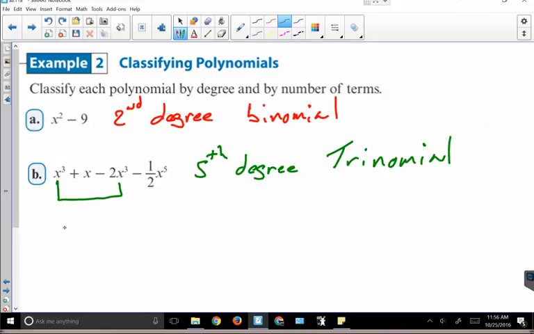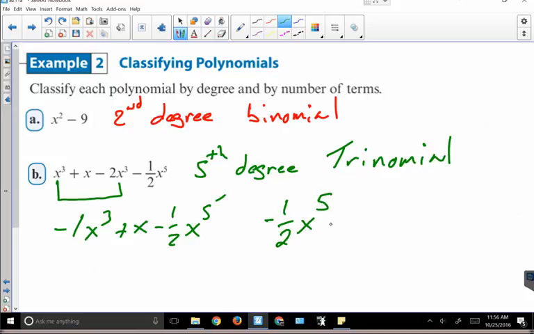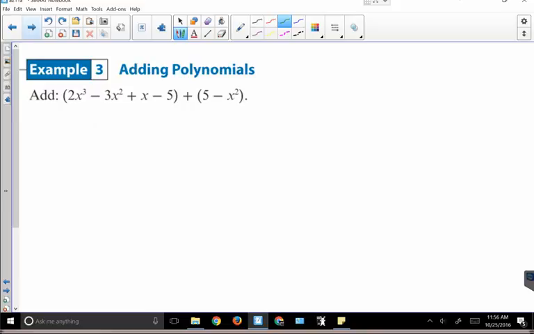So it would end up looking like negative 1 x cubed plus x minus 1/2 x to the 5th power. Problem is that's not in the proper order. Correct answer, if I wanted to rewrite it the way it's supposed to be, would be negative 1/2 x to the 5th minus 1 x cubed plus x. Now, in reality, would I need that negative 1 there? No, I just need the minus sign there. Like I said, these things look ugly, but they're fairly easy to deal with. Adding. Okay?